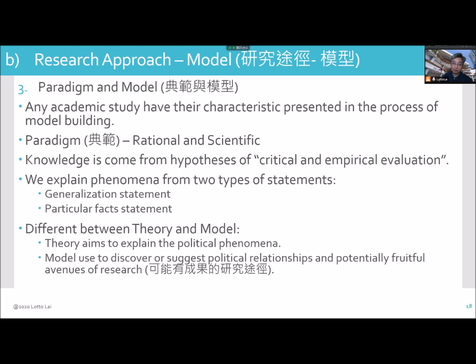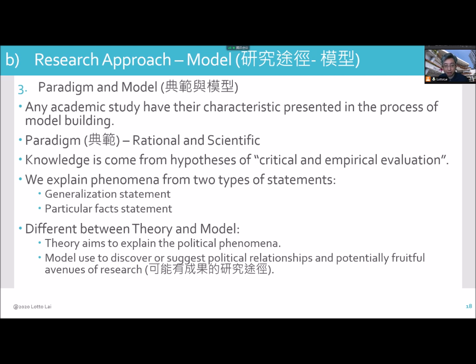Paradigm and model mean some standard model. Any academic study has its characteristics present in the process of model building. It is rational or scientific to do so, as the paradigm. Knowledge comes from the hypothesis of critical or empirical evaluation.